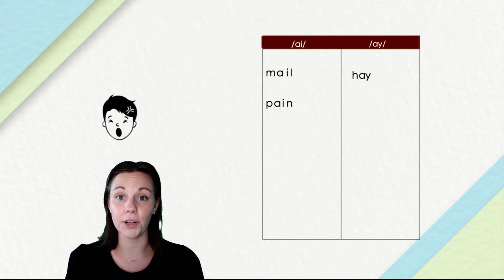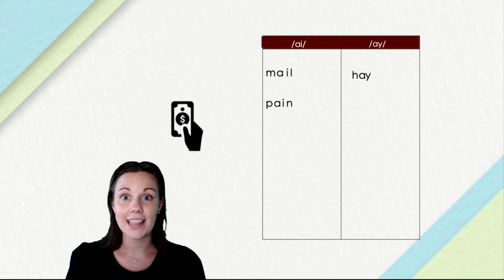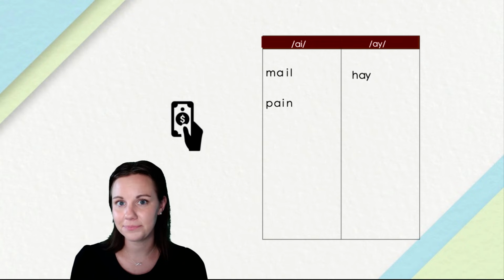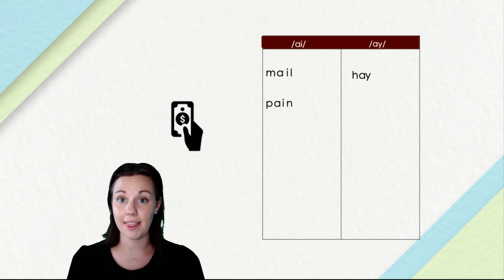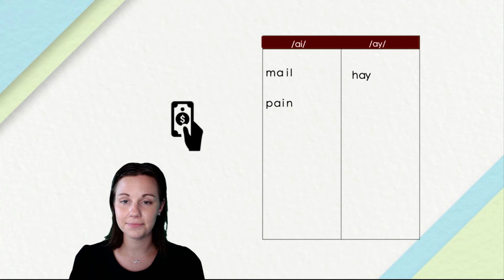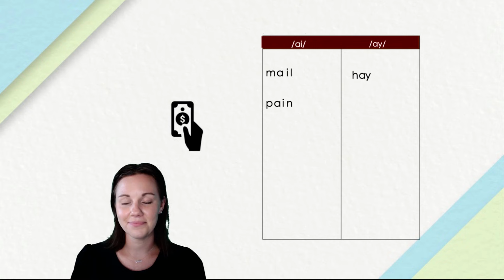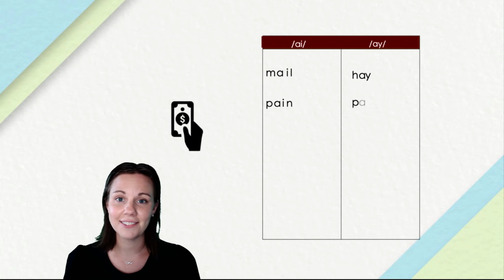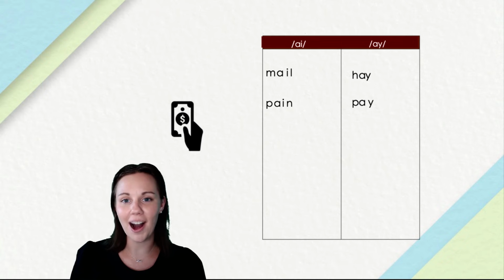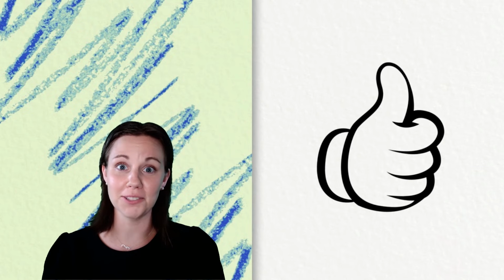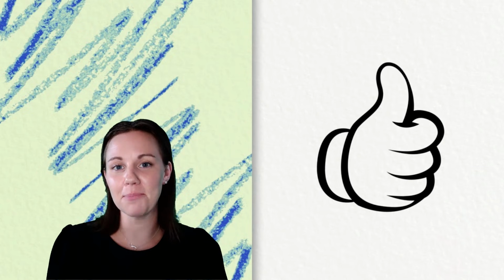Let's try one more word together. This is for the word pay. Say it. Think about if you hear long A in the middle or the end. Then go ahead and spell the word in our chart. Here it is. P-A-Y. Great work. You've worked really hard today. You should be very proud of yourself.